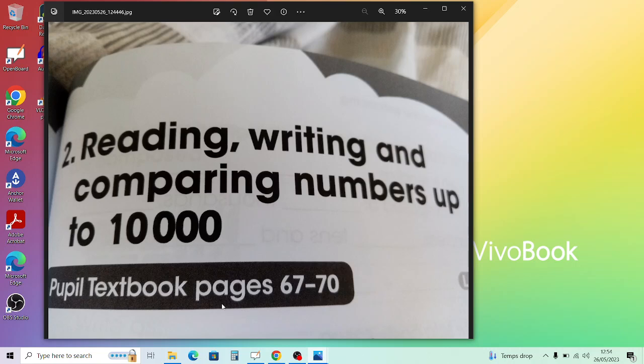So composition would be 3000 plus how many? 800, okay? Plus 0, 0, because there's nothing in the tens and there's nothing in the ones. And then the C3C, again, the abacus, you need to be familiar with that.